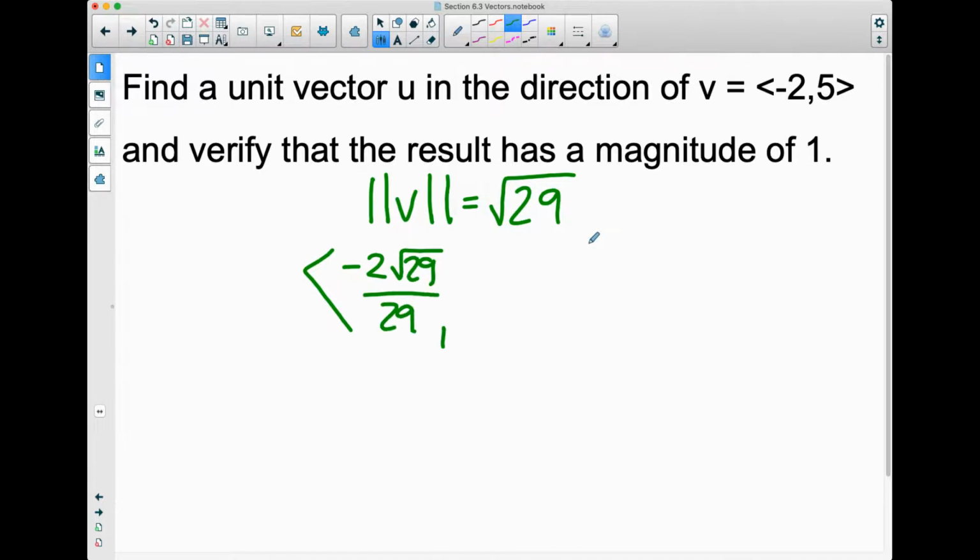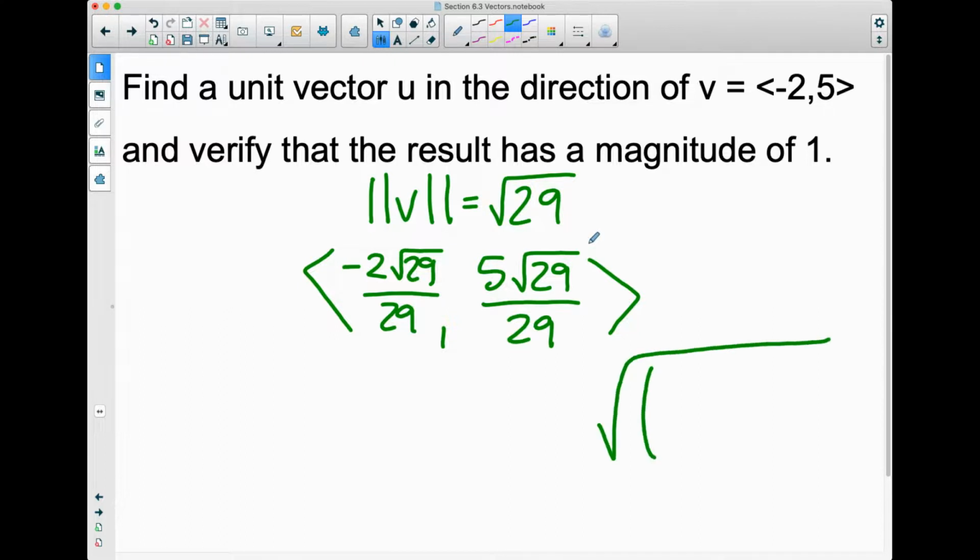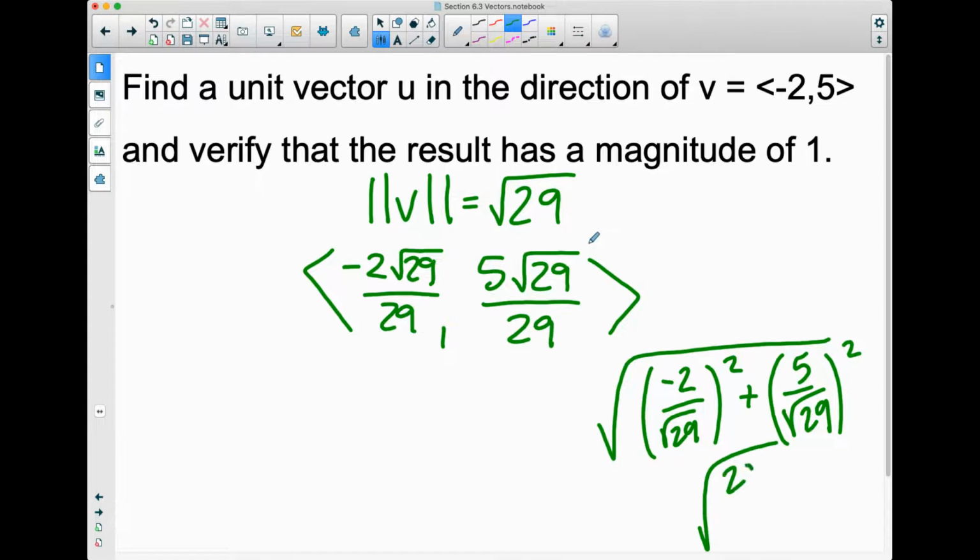Like I said, hopefully we're getting into that habit where we can jump to some of these things. If not, if you need me to work the what I call the slow-mo version, I can. And then to prove that, we're going to take the square root of -2 over the square root of 29 squared plus 5 over the square root of 29 squared. We get 4 plus 25, which is 29, and 29 over 29 is 1. Square root of 1 is 1. Okay.